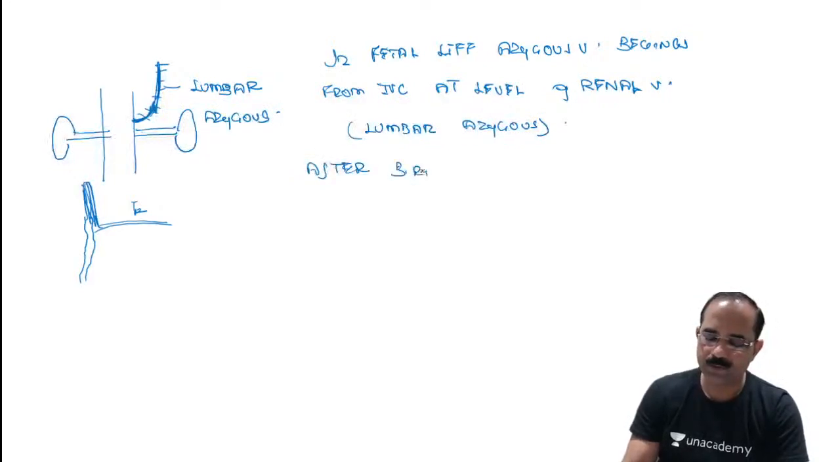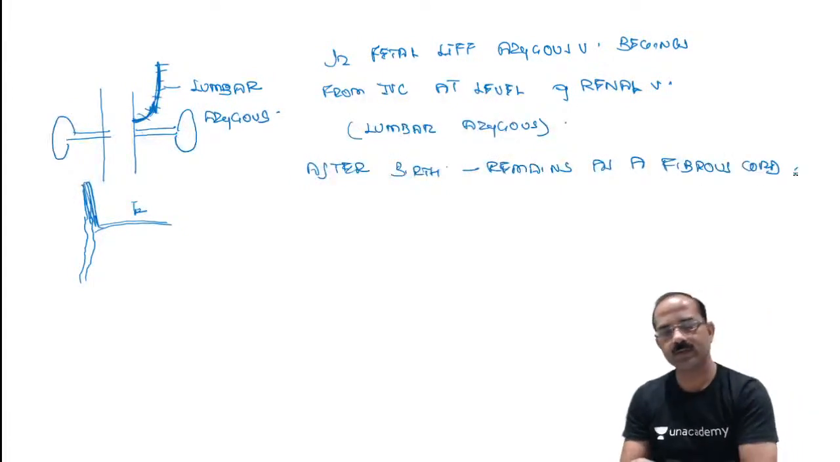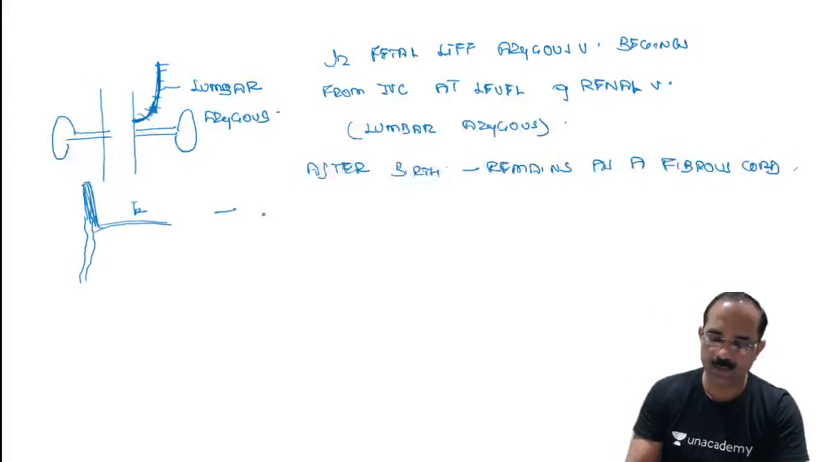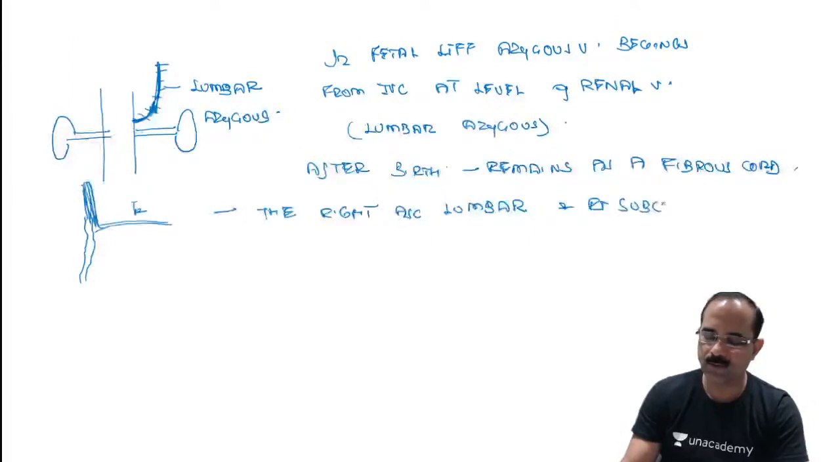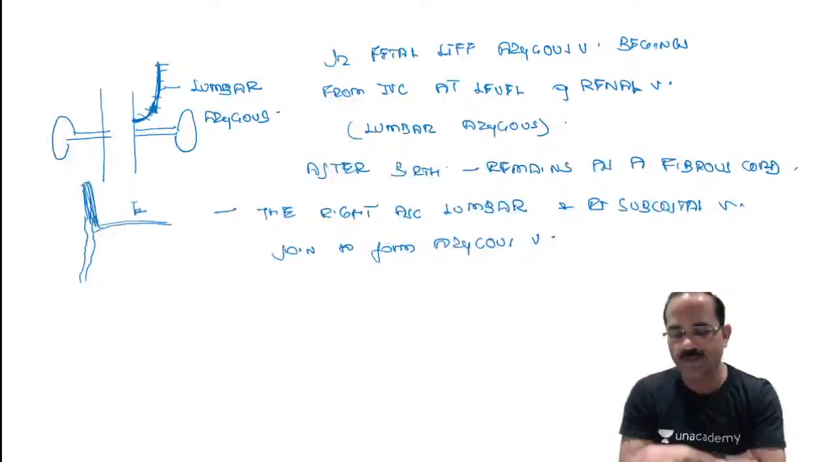After birth, it remains as a fibrous cord. Now, the right ascending lumbar and right subcostal veins join to form the azygous vein. Clear, students? So the right ascending lumbar and the right subcostal join to form the azygous vein.